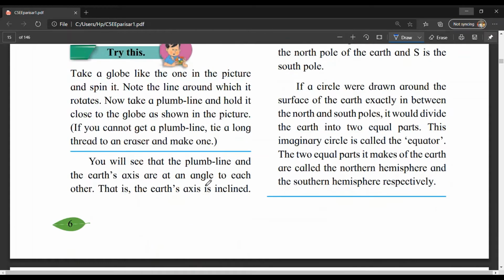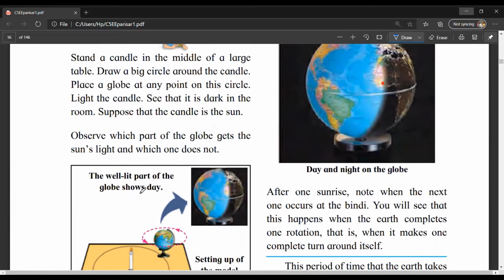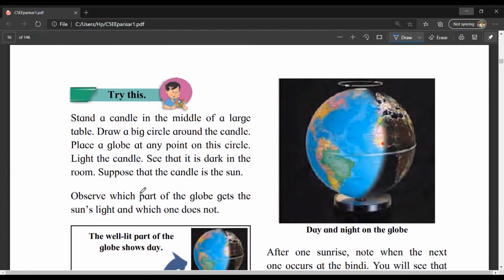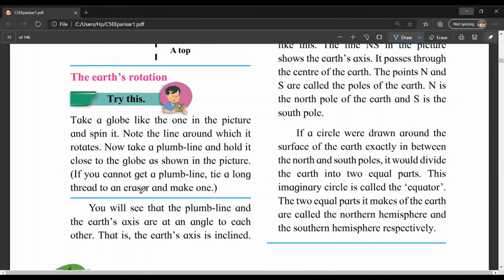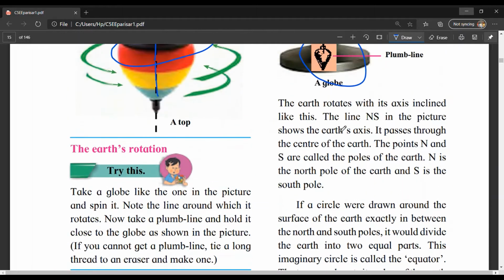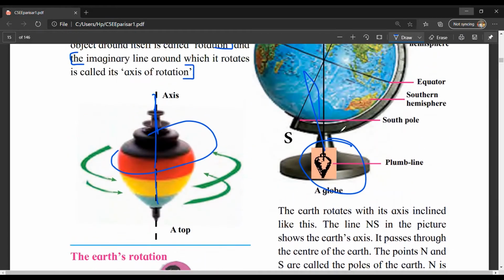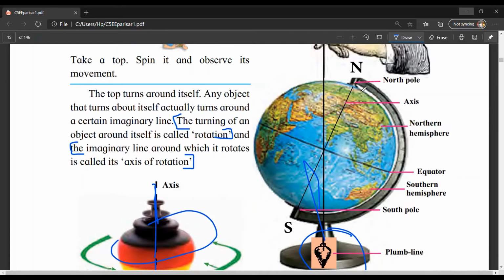You will see that the plumb line and the Earth's axis are at an angle to each other. That is, the Earth's axis is inclined. See the Earth's axis, I will show you. This line, can you see this? This is the Earth's axis and this is the plumb line.